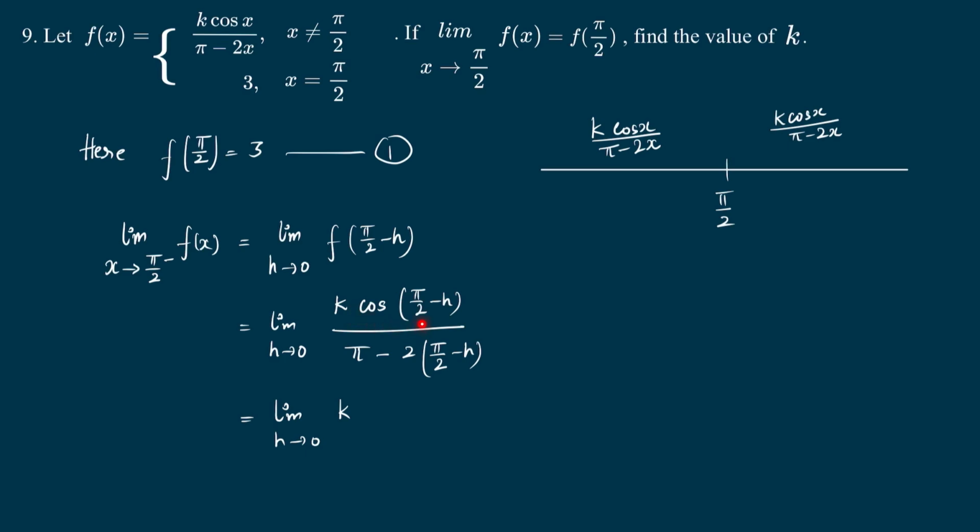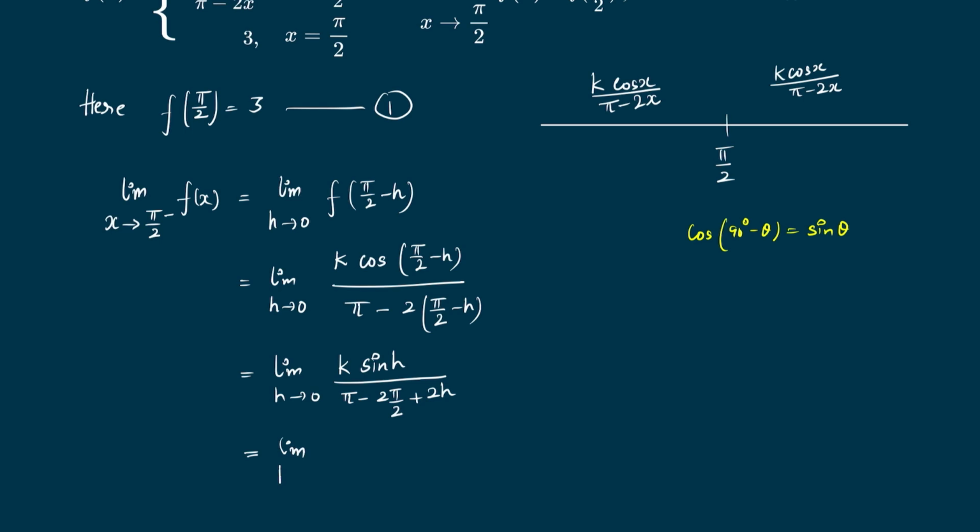then cos of 90 minus theta. Do you know that 90 minus theta lies in which quadrant? First quadrant, and in the first quadrant everything is positive, and since there is 90 degree here, that means cos changes to sine. So here we know the formula that cos of 90 degree minus theta equals sine theta. That means it will be sine of h over pi minus 2 into pi by 2 plus 2 into h.